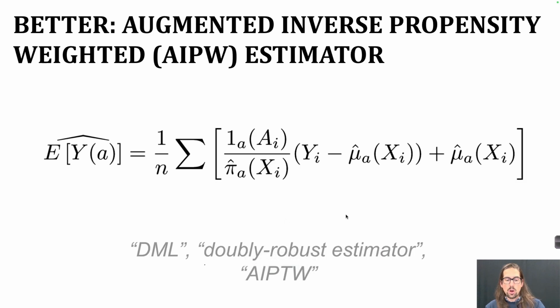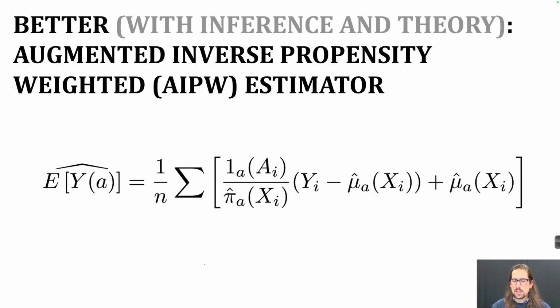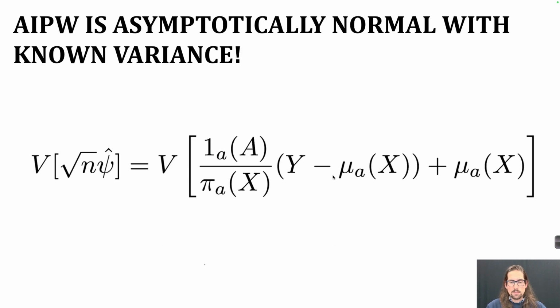Sometimes people will say this is the, quote unquote, doubly robust estimator. That's a bit of a misnomer. There are many estimators that are doubly robust; this is doubly robust in some sense. So this is AIPW, AIPTW, or DML, double machine learning, if you are doing the cross-fitting and using machine learning for these functions. All basically the same thing.